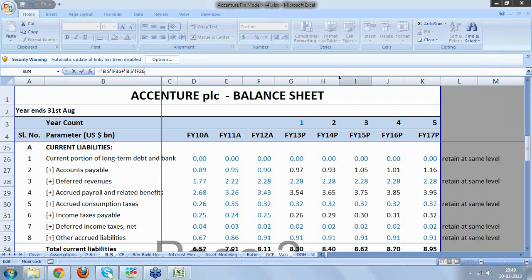One second, I think my screen has gone blank. Just a second, guys. Just hang on, guys.